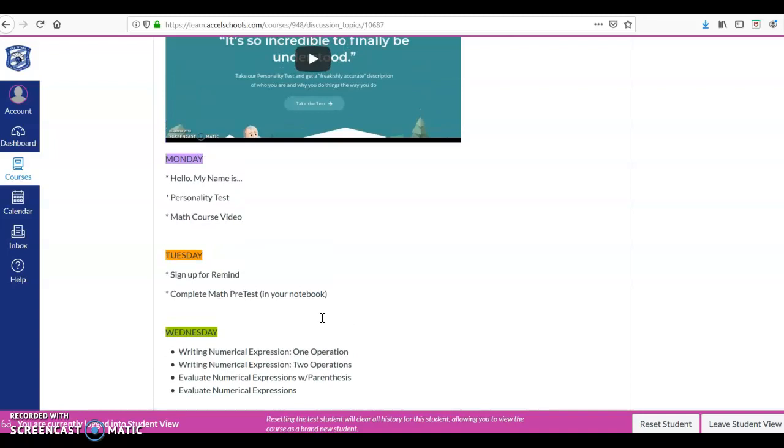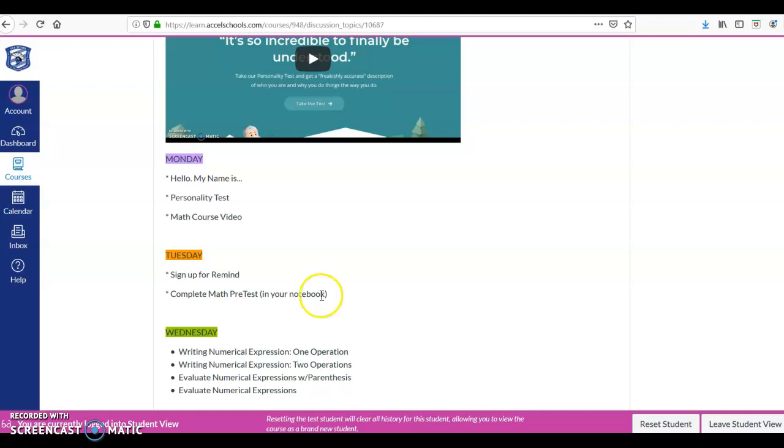Yesterday, I did get a couple of emails. You have a math pretest that is linked within your course. You are to complete this in your notebook. Later this week, you will see that you are to input these items for a grade.